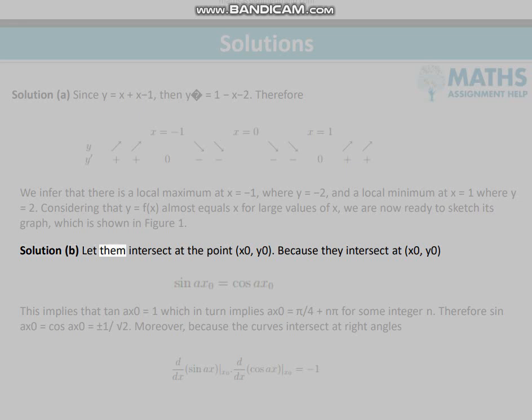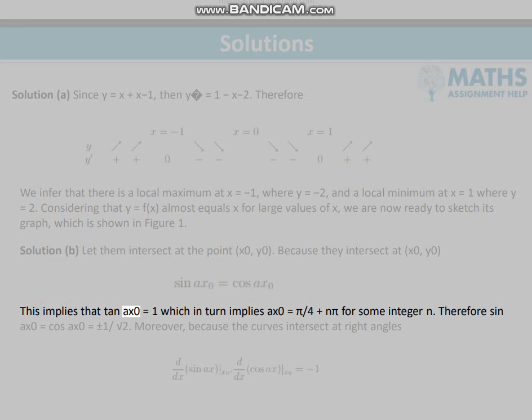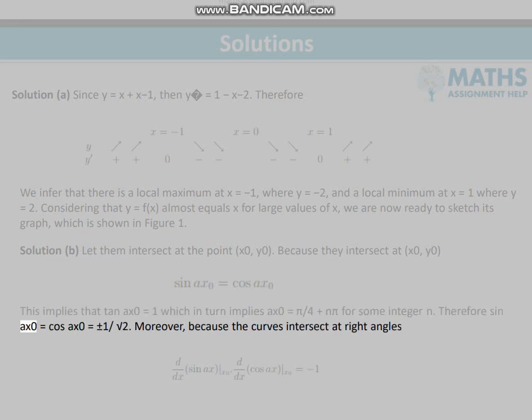Solution B. Let them intersect at the point (x0, y0). Because they intersect at (x0, y0), this implies that tan x0 equals 1, which in turn implies x0 equals pi/4 plus n pi for some integer n. Therefore, sin x0 equals cos x0 equals plus or minus 1/square root 2. Moreover, because the curves intersect at right angles.